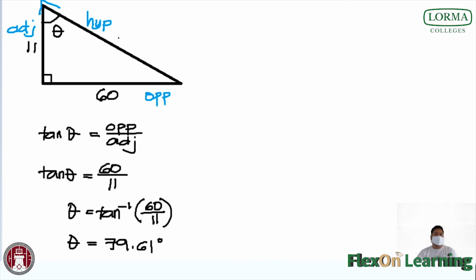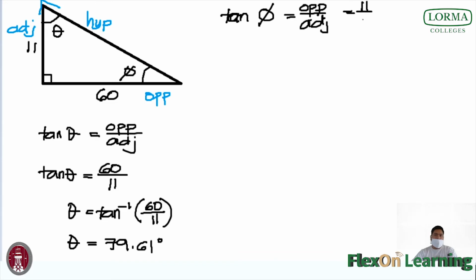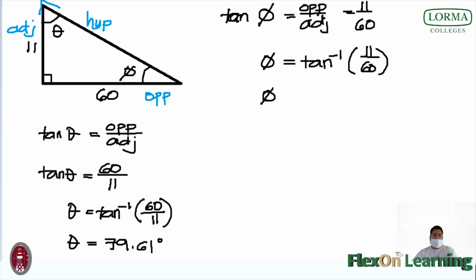Again, you can check that by solving your hypotenuse, or by solving again the other angle. So, using the other angle, that would be tangent of phi. I use phi. In the angle phi, the opposite and adjacent actually interchange. So the opposite would be the 11 and the adjacent is 60. So phi is arctangent of 11 over 60. I'll give you time to solve. Phi would be 10.39 degrees.